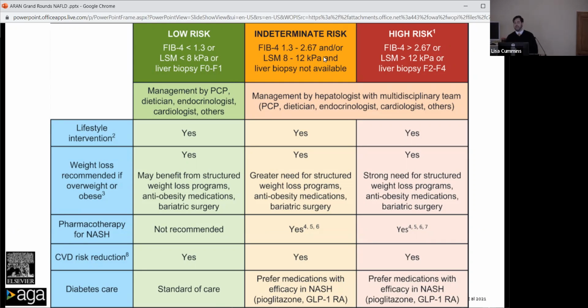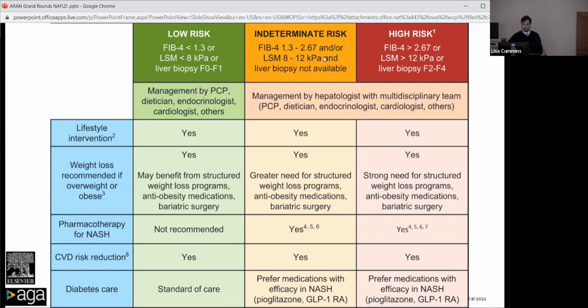And so this is really aimed toward the primary care office, and it risk stratifies these patients, low, intermediate, high risk, and then it kind of gives you some ideas of what we should be doing here. And so you'll see here for low risk, we're saying this can be managed by PCP. You can bring in a dietitian, you can bring in an endocrinologist, you can bring in a cardiologist, but this doesn't necessarily have to see a liver specialist at this point. Defined by a FIB-4 score, liver imaging, stiffness measurement, or a biopsy.